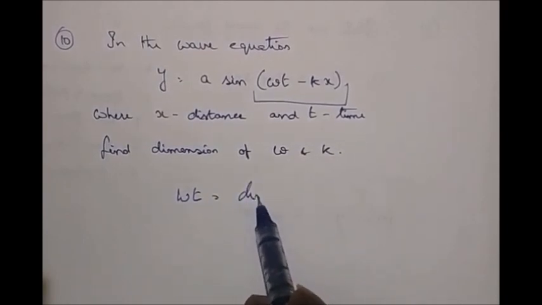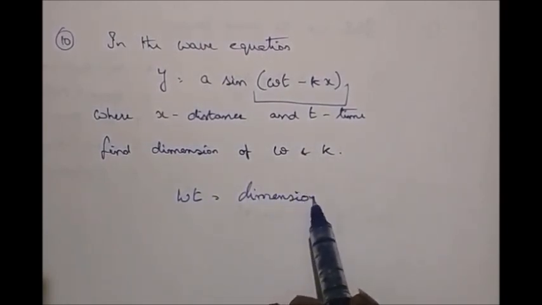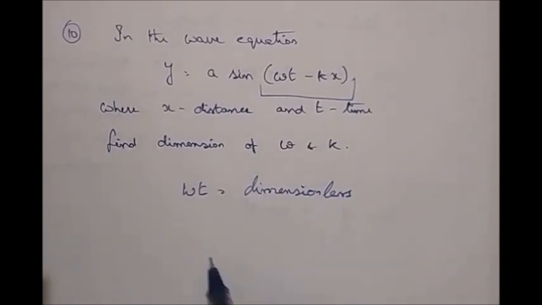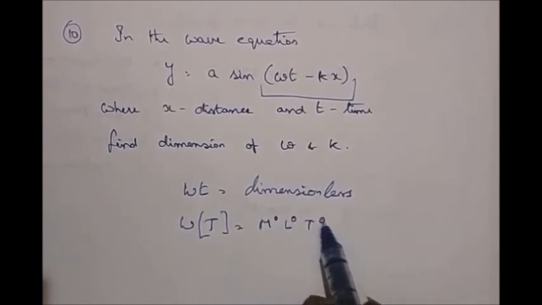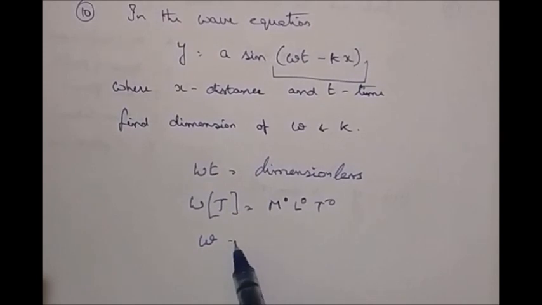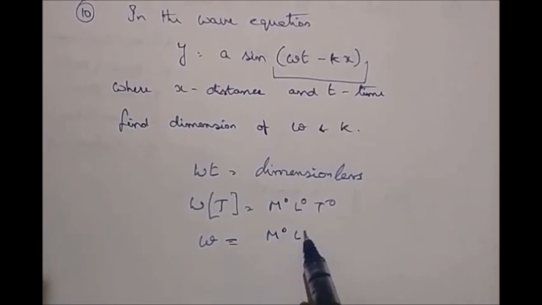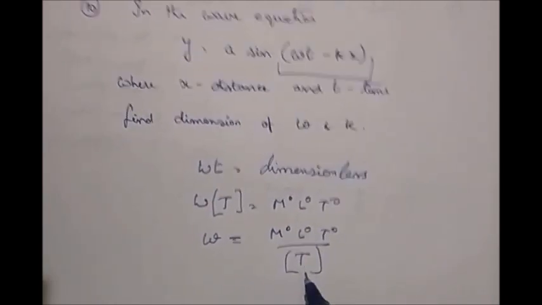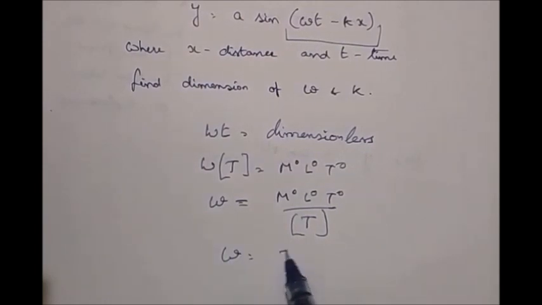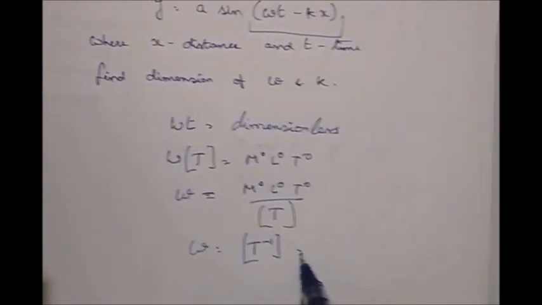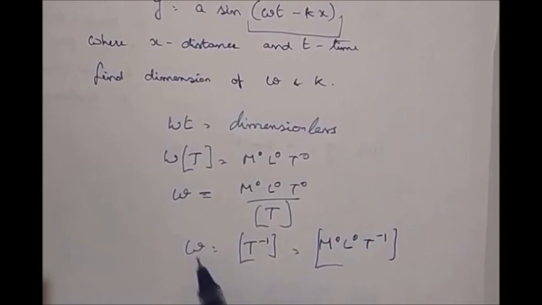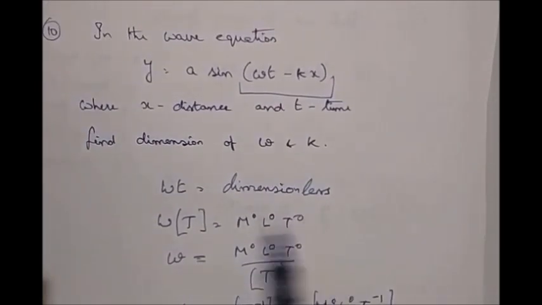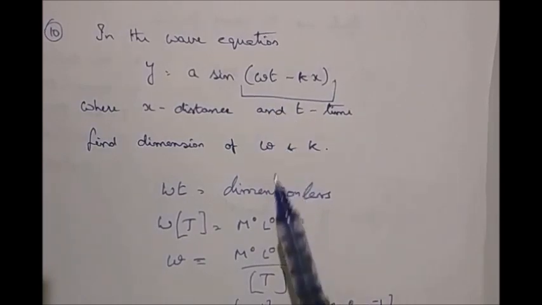Omega t should be dimensionless. So omega into capital T is equal to M^0 L^0 T^0. So omega is equal to M^0 L^0 T^0 upon T. Finally what you get is just T^-1 as the dimension. In other words, you can write M^0 L^0 T^-1, that is the dimension of omega.